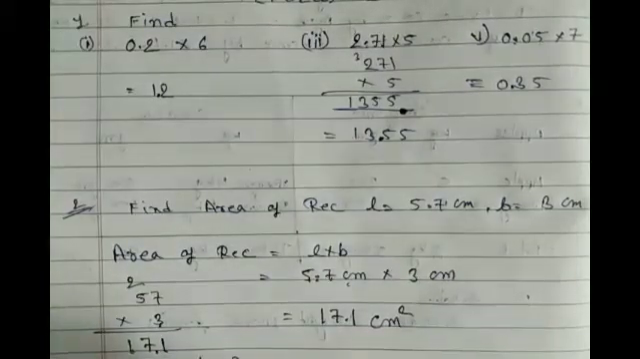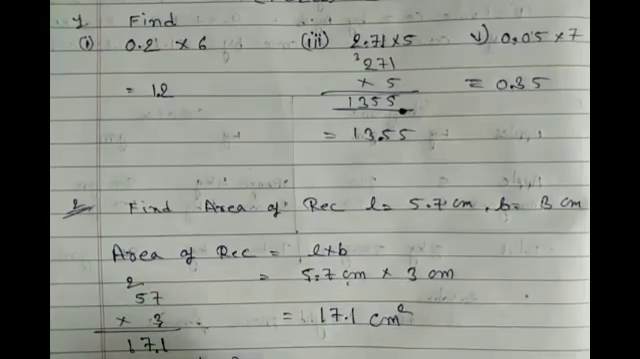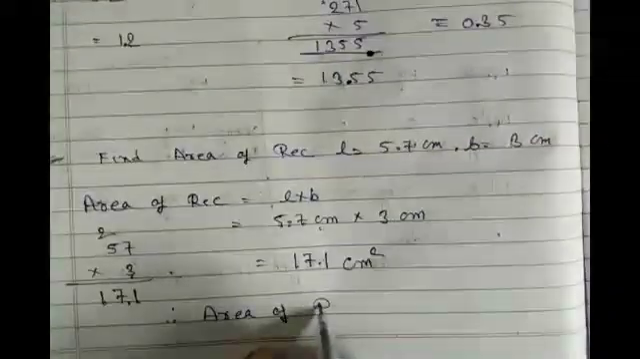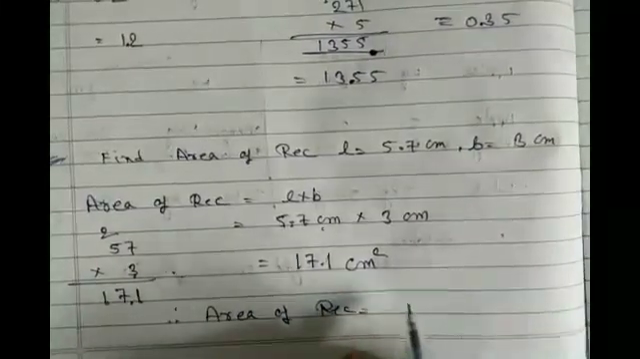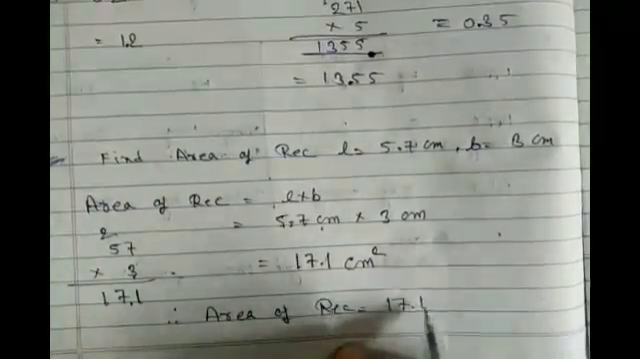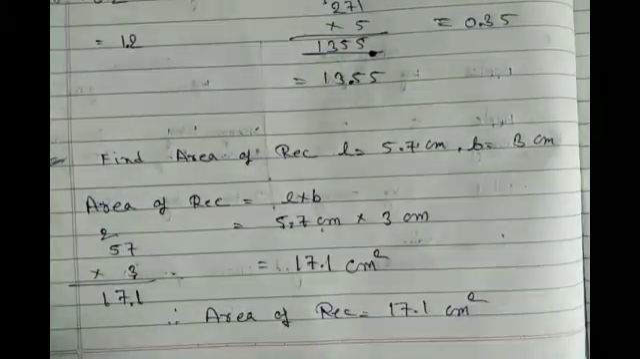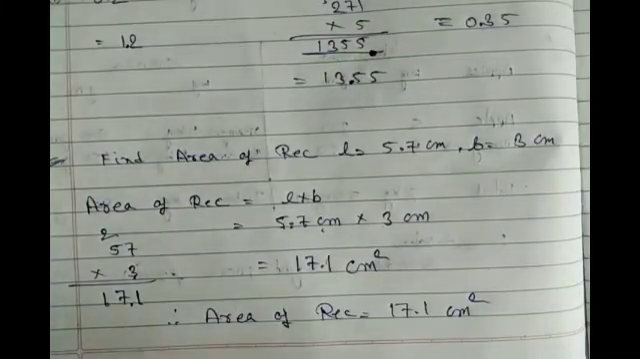Now when we multiply centimeter with centimeter we get centimeter square. Therefore, the area of the rectangle is equal to 17.1 centimeter square. This is our answer.